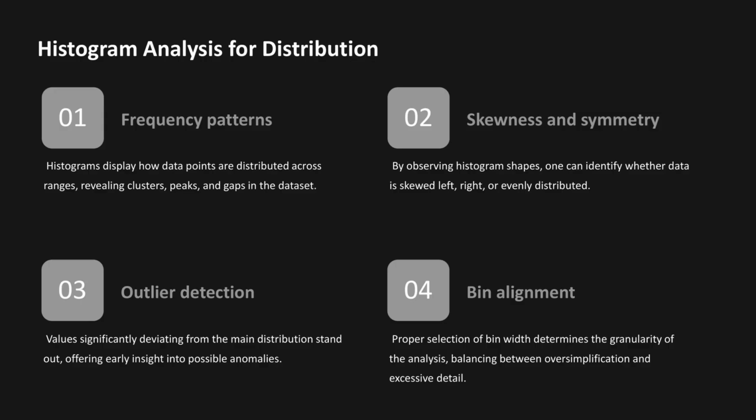Histograms are a first stop for distribution analysis, showing frequency patterns, clusters, peaks, and gaps. Observing histogram shape helps identify skewness or symmetry, exposes potential outliers, and highlights how bin width affects granularity. So selecting bin alignment thoughtfully balances clarity and detail in interpretation.